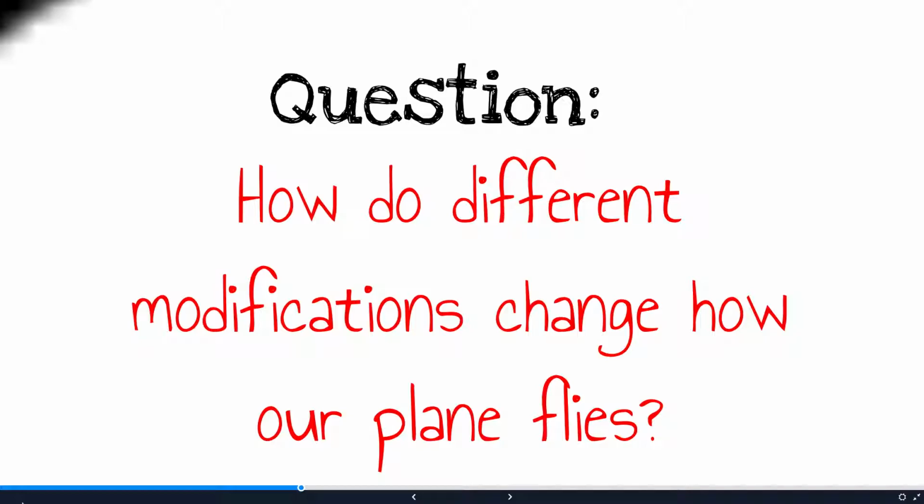What do we mean by modifications? What do we mean by how our plane flies? What are some different things we could test using this question? And how can we make this question better? So talk with the kiddos a little bit about what they think. Modifications is a fancy word for changes that we can make to our paper airplanes. You might have some kids who are more paper airplane aficionados who can talk about some very specific ways you can change your paper airplanes.